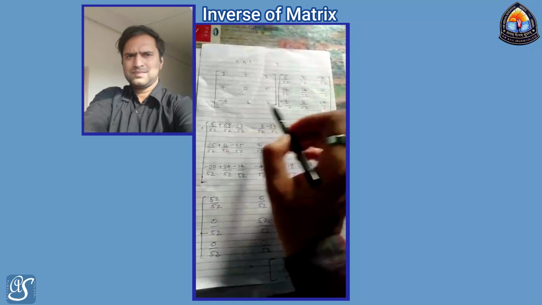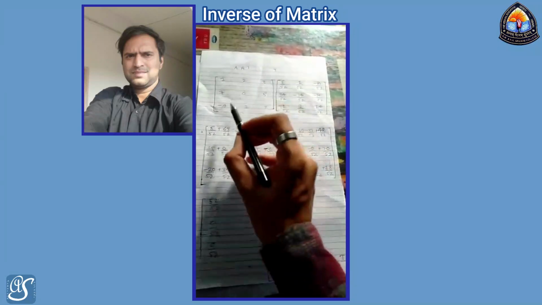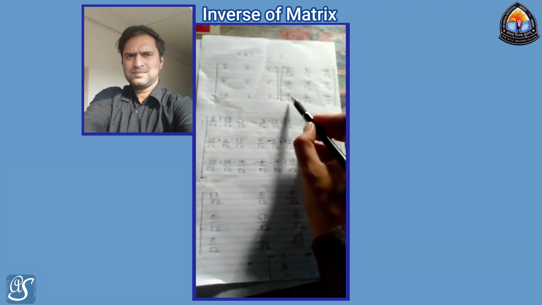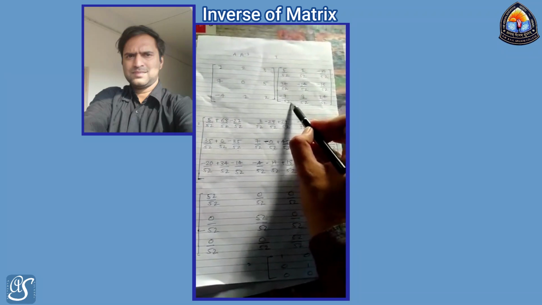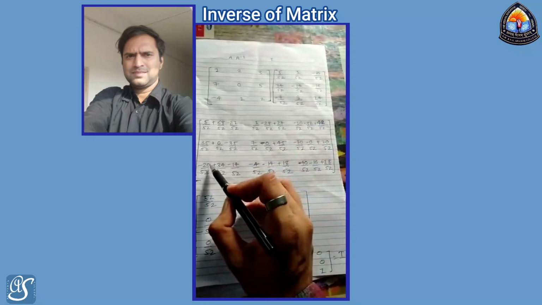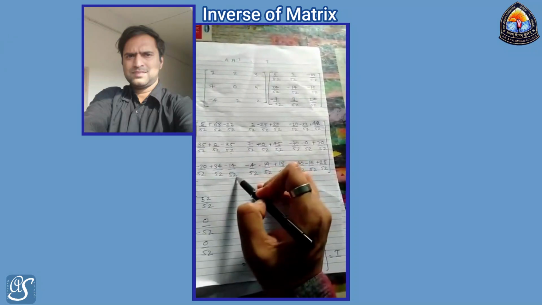Now third row, first column. So minus 4 into 5 upon 52, minus 20 upon 52. 1 into 34 upon 52, so 34 upon 52. 2 into minus 7 upon 52, so minus 14 upon 52. So third row, first column: minus 20 upon 52 plus 34 upon 52 minus 14 upon 52.